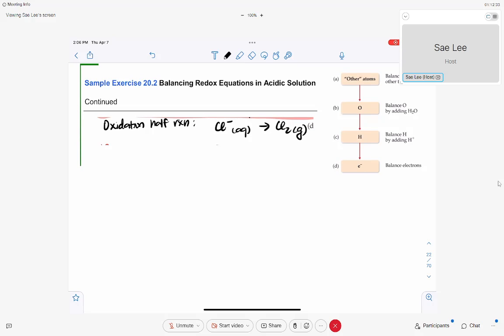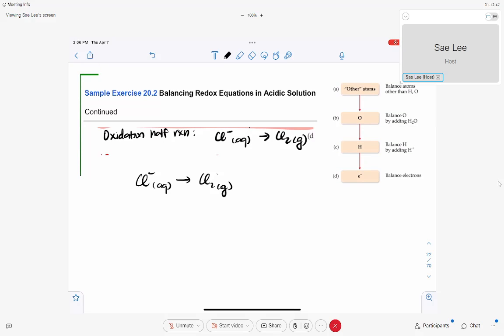All right. Again, the very first step is to balance any other atom than hydrogen and oxygen. Okay, we have 2 chlorine on the right side, so we're going to put coefficient 2 on the left side. The next step is to balance oxygen and balancing hydrogen, but we don't have any of those. So we will move on to balancing the charge on both sides of the equation.